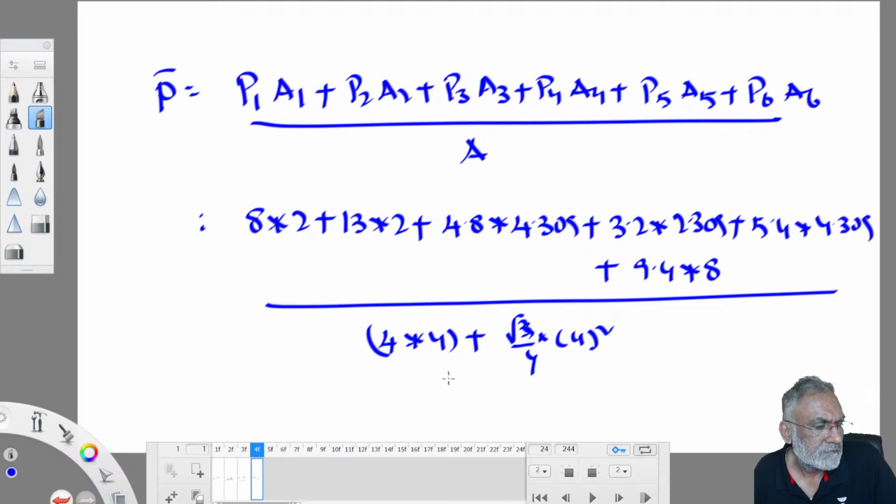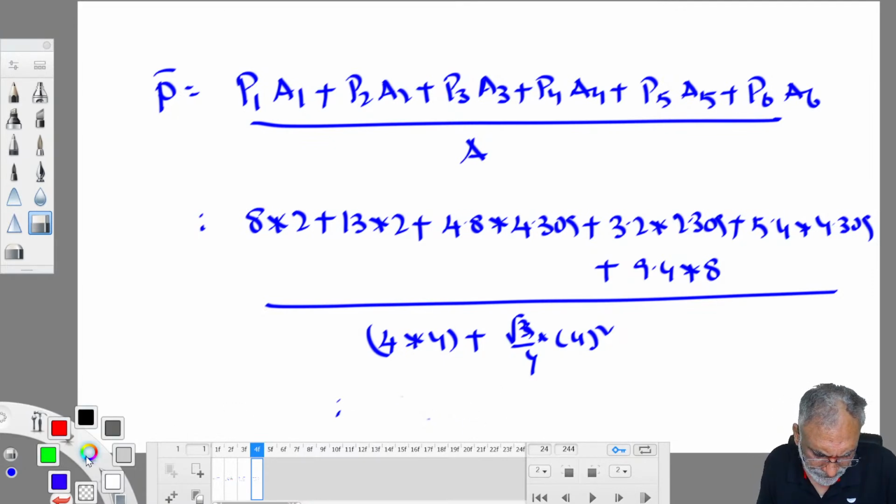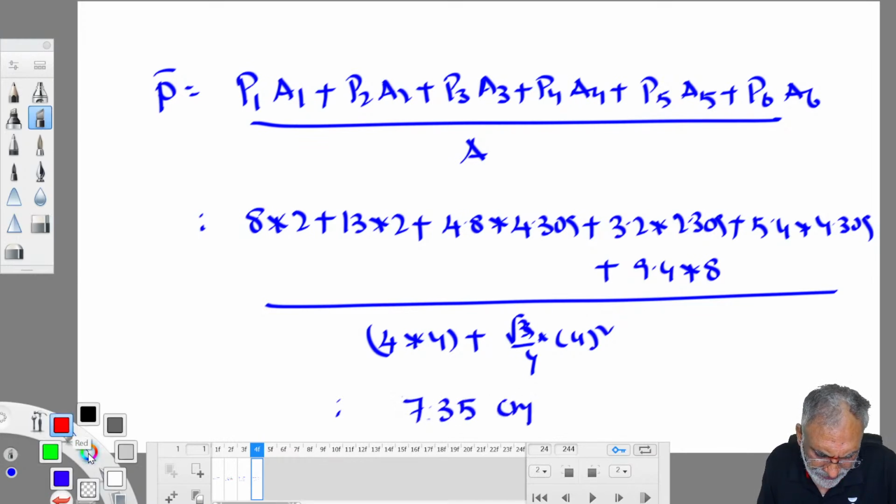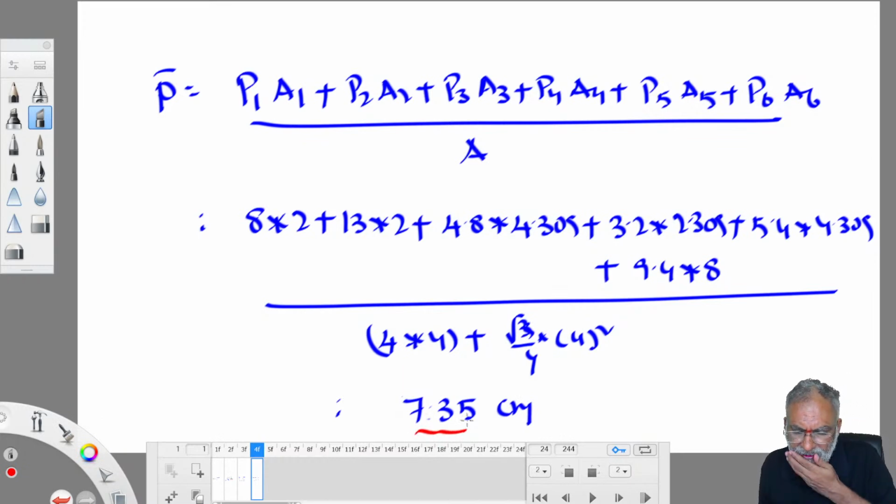So I am getting 7.4 centimeters. Have you got 7.4 centimeter? Come on, verify. Oh, sorry, not 7.4. How much you are getting? 7.35. So I am getting 7.35 centimeters. Are you getting 7.35 centimeters?